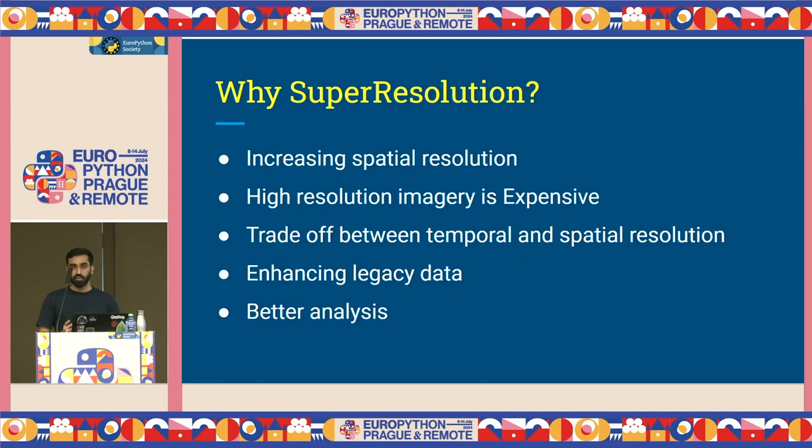Now with the help of a super resolution model, we can increase the spatial resolution. Why do we need to increase the spatial resolution? Because high resolution imagery is quite expensive. It would require you to send a larger sensor to space, which will result in more payload for the rocket, and the launch would be expensive. Not only that, it would also take a lot of time to send the high resolution data to the ground station and would require more storage.